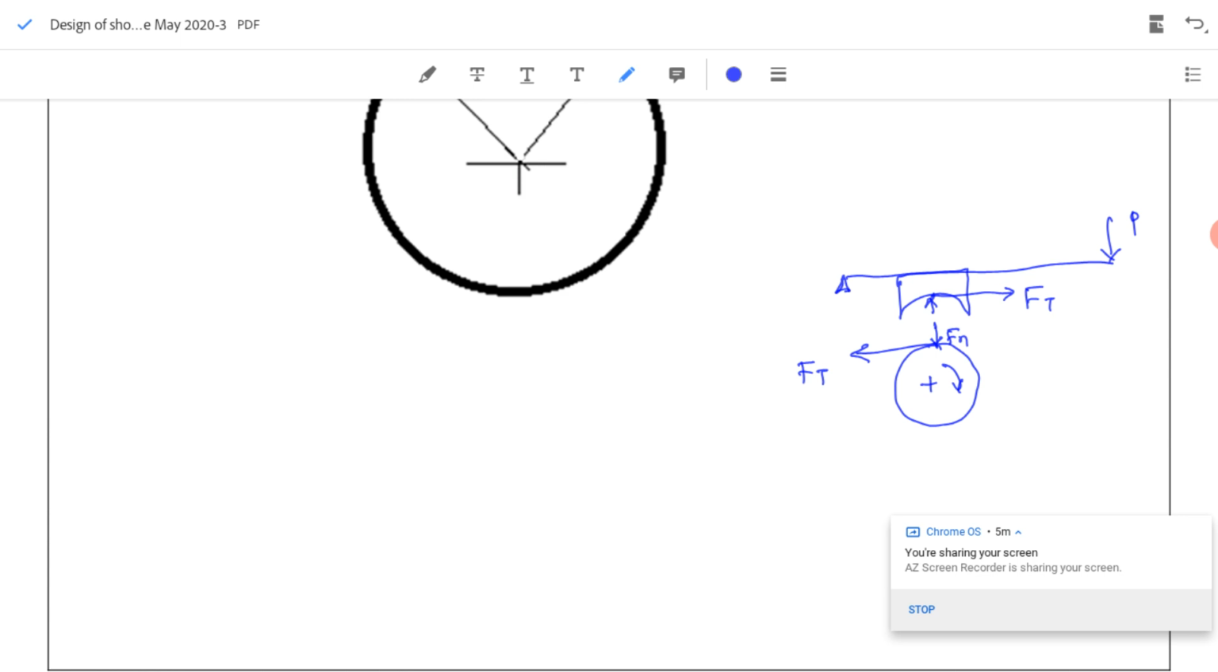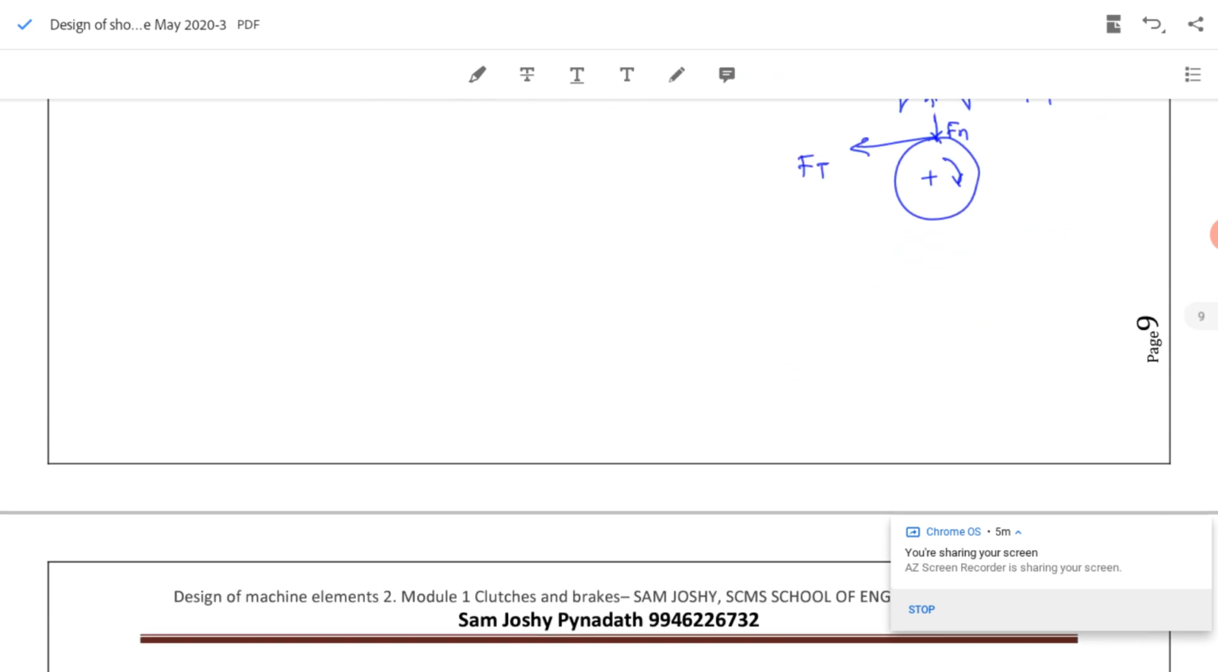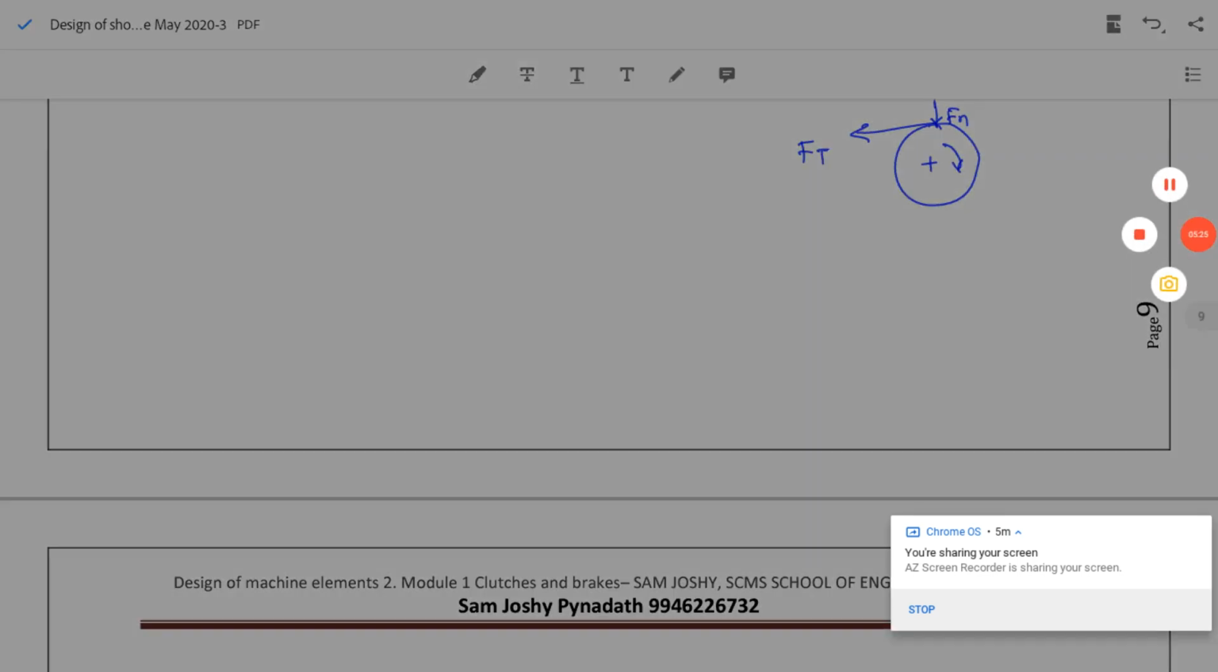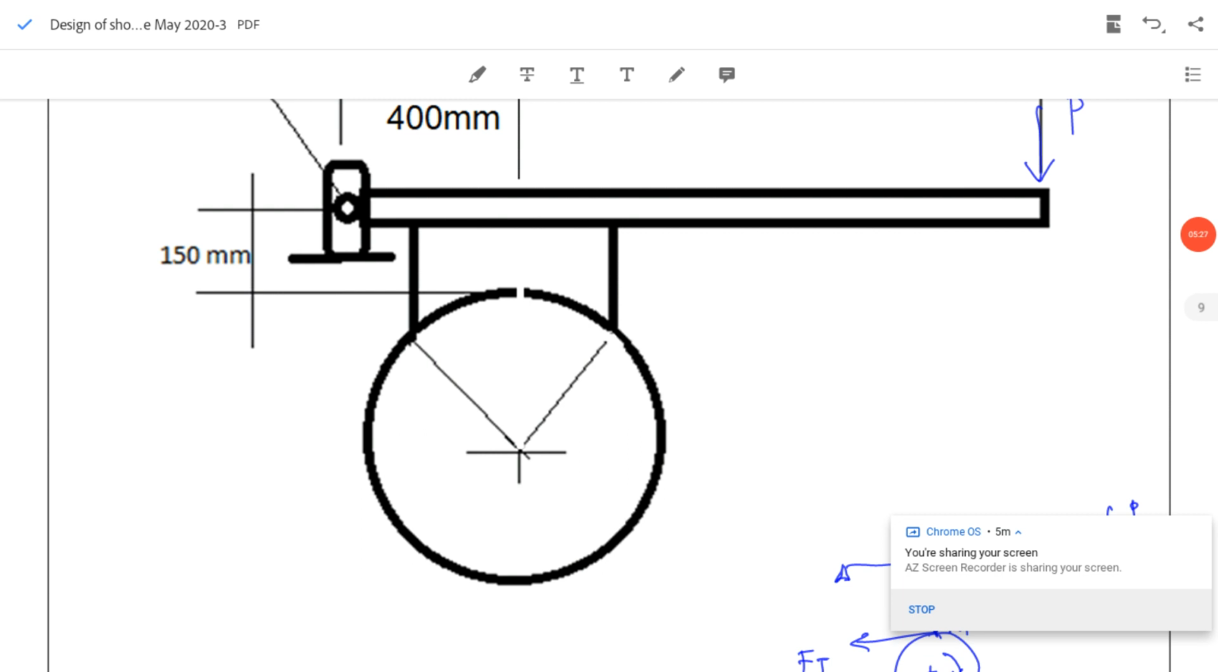So if I know the value of Fn and Ft, I can get the value of P. So now we will present all the forces acting on the shoe, because we are interested in design of the lever with the shoe. So here we have the shoe.